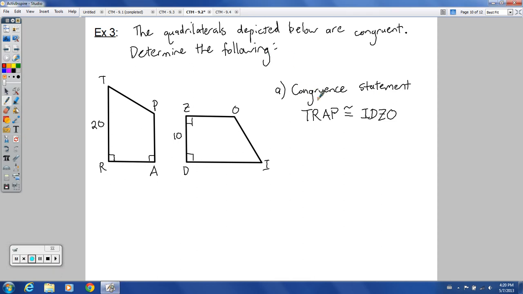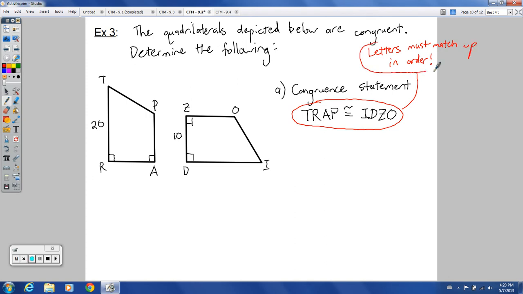And let's just make a little note that the letters must match up in order. If you just wrote trap and zoid and you didn't actually check that the T matched up with the Z, which it doesn't, then you would not have the right congruent statement. Getting this part right makes everything else we're going to do here easier. So the letters must match up in order.